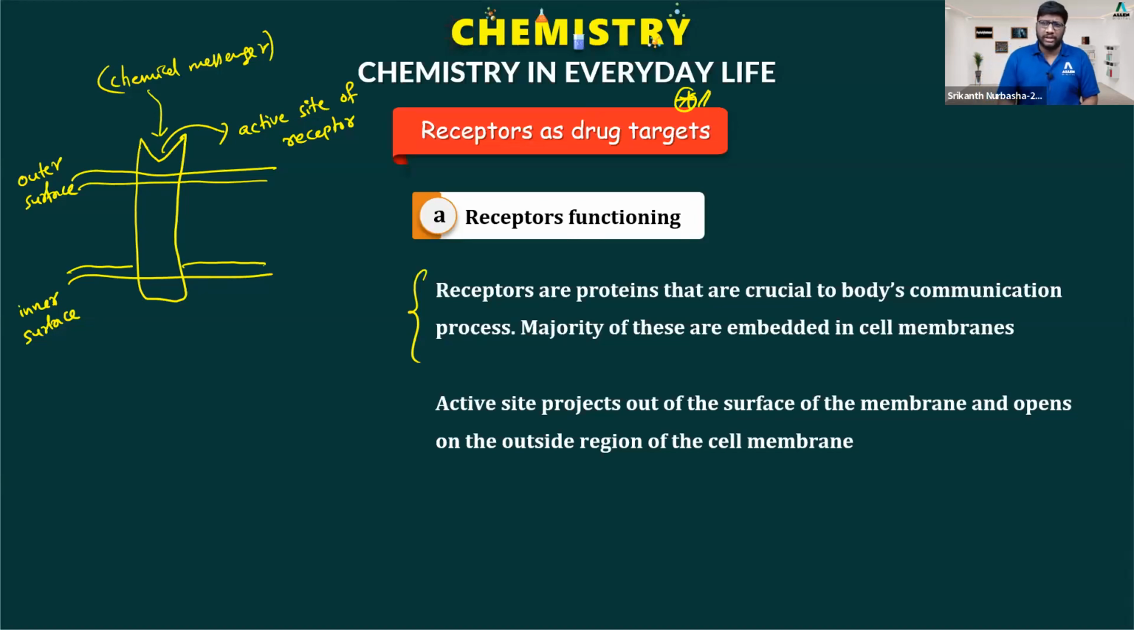Understood this point or not? If there's a lack in chemical messenger, I can take a drug which will mimic the chemical messenger. It will go and bind. It will give the message. If I want to stop the message, I will take a drug which will be acting as a competitor to the chemical messenger. So the drug will go and block the active site of the receptor so that the message is not entering the cell. Like that, two types of scenario can be there. Is that clear?